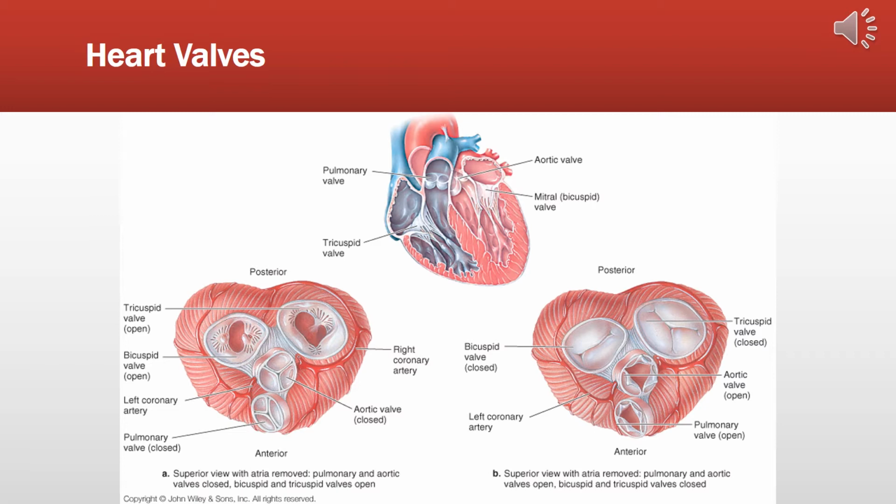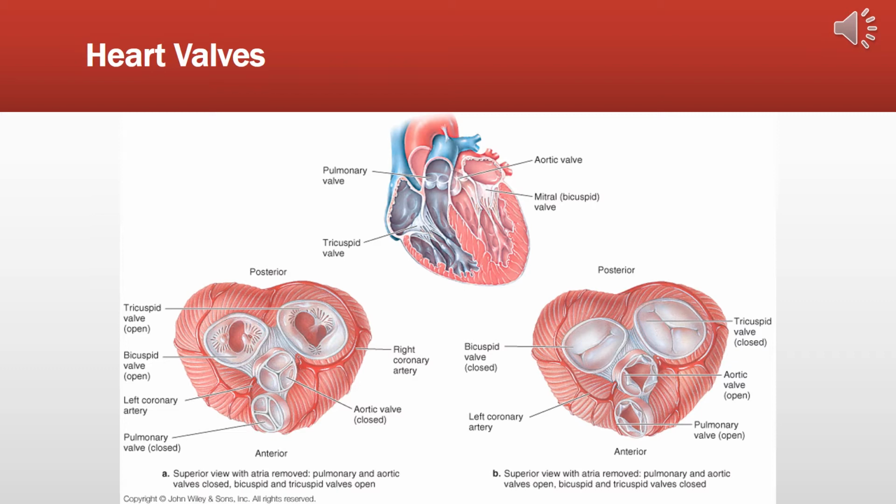Here's a diagram of the heart valves. In this diagram, we're looking over the top of the heart. At your bottom right, you can clearly see the bicuspid valve and the tricuspid valve. And obviously the bicuspid valve has two cusps, and the tricuspid valve has three. And then over at your bottom left, you can see the cusps of the semilunar valves, and both of these have three.